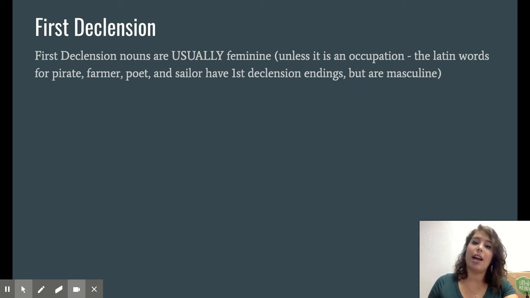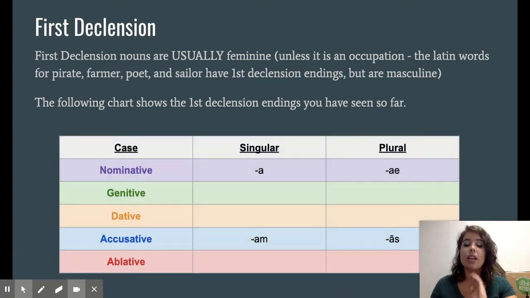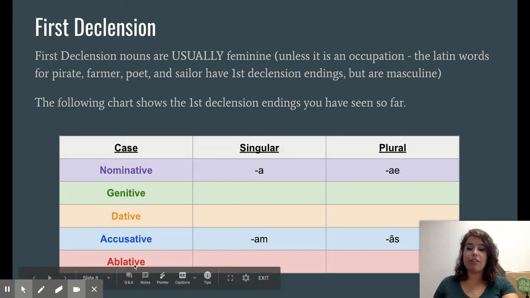All first declension nouns will have the same set of endings that we are going to see in this chart. And I will ask that you do copy down this chart in your notes. Again, it's going to be mostly blank in the cases we haven't learned yet, but I do want you to copy the whole chart out so you can start getting familiar with what a noun chart looks like in Latin. So for Latin, again, we have our 5 cases: nominative, genitive, dative, accusative, and ablative. Again, we're only focusing on nominative and accusative for now. The rest of these will be filled in at a later point.